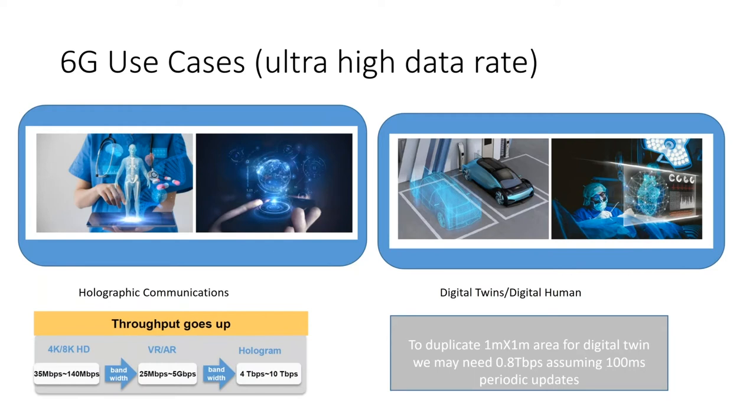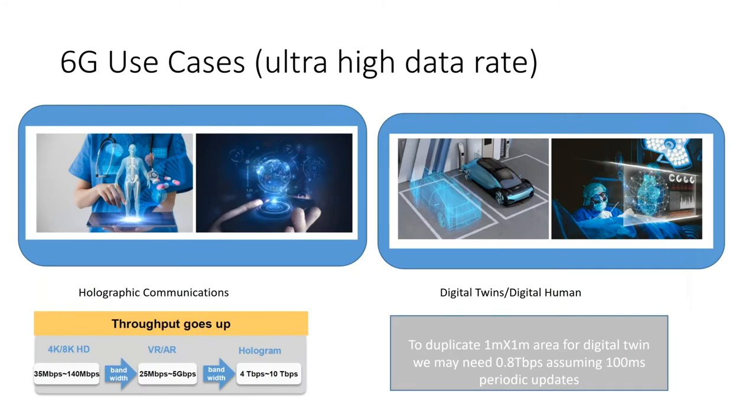I'm also considering things such as a digital human. Basically, if through embody and on-body sensors we can capture all the information about the vital signs of a human body, then at some stage we may be able to replicate a human digitally. To do that, with 100 millisecond periodic updates of, say, in this case a car, you may need up to 0.8 terabit per second data rate. So that is one of the areas that we are looking into for 6G rather than 5G.